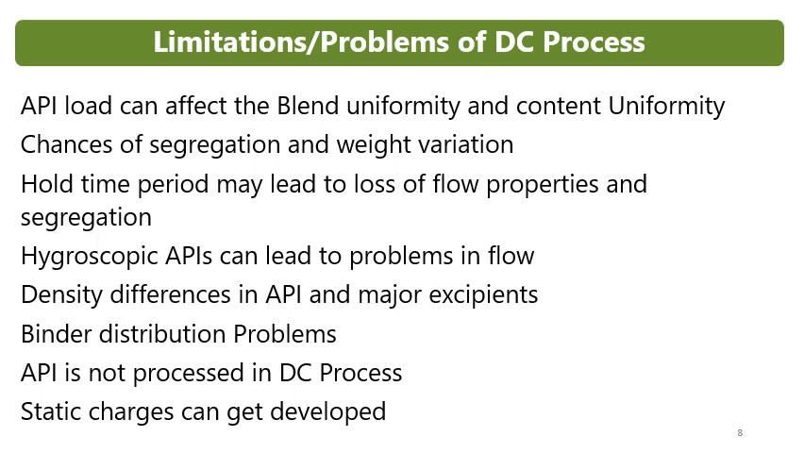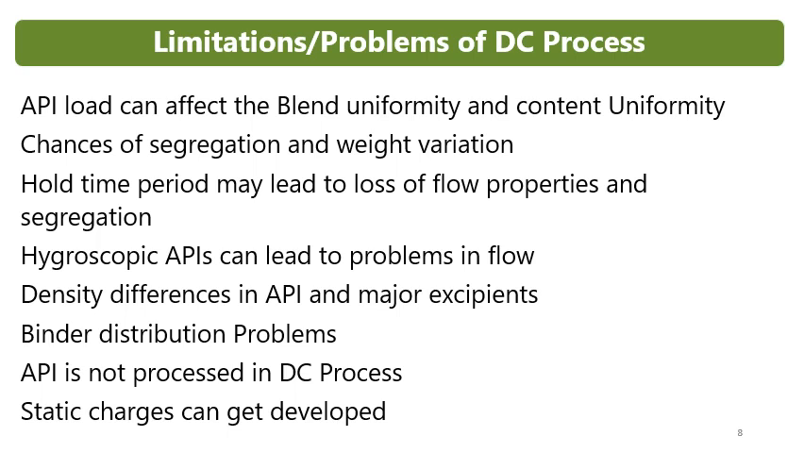Density differences in the API and major excipients. If there are density differences between the APIs and the diluent, these density differences will lead to segregation, improper flow and problems in content uniformity. Binder distribution problems. If you are using dry binders and, for example, that binder concentration is around 3 to 5%, it is difficult to distribute that binder properly.